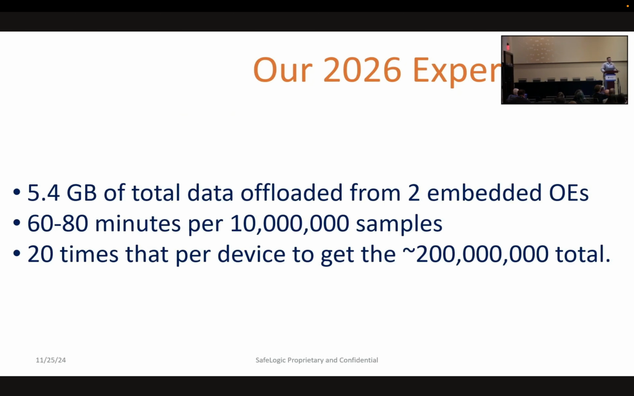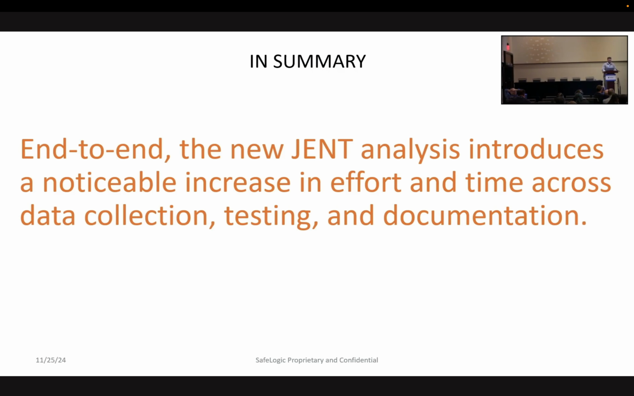So overall, we had to take about 5.5 gigs of data off of these 2 embedded devices. It took us about 60 to 80 minutes per device to collect 10 million of those samples. So you can imagine 20 times that per device. We had to collect the 10 million samples, offload them from the device, store them locally, and then go do it again 20 times. So in summary, the end-to-end analysis for JENT is now a noticeable increase in effort, time, data collection, testing, and documentation.